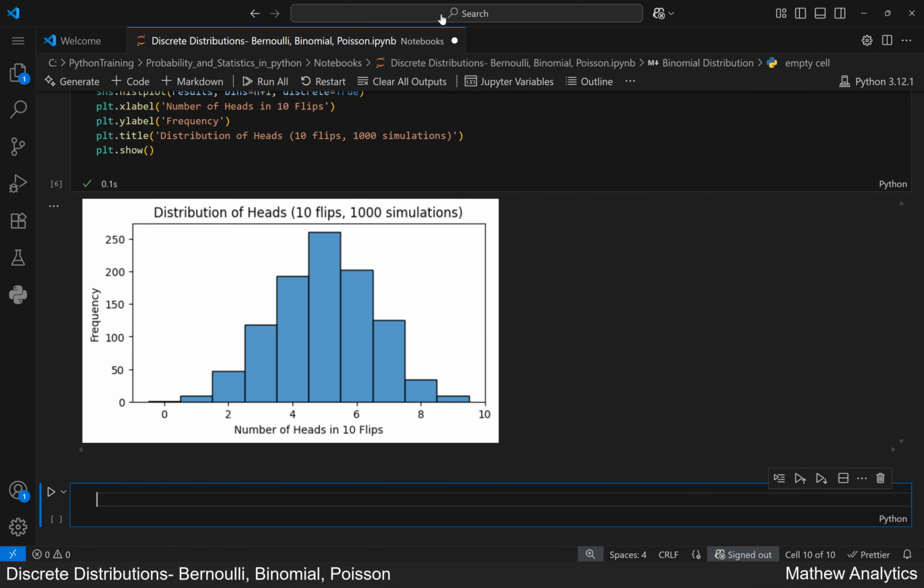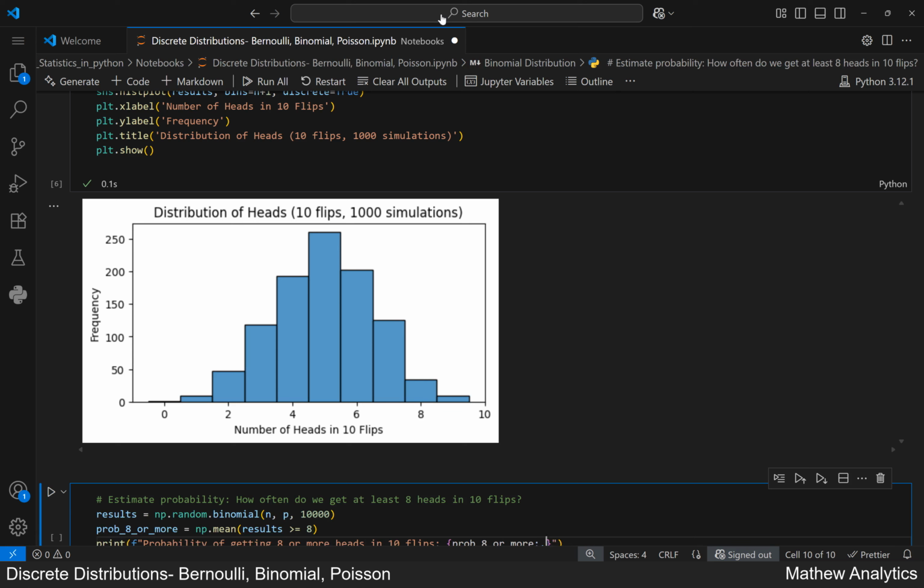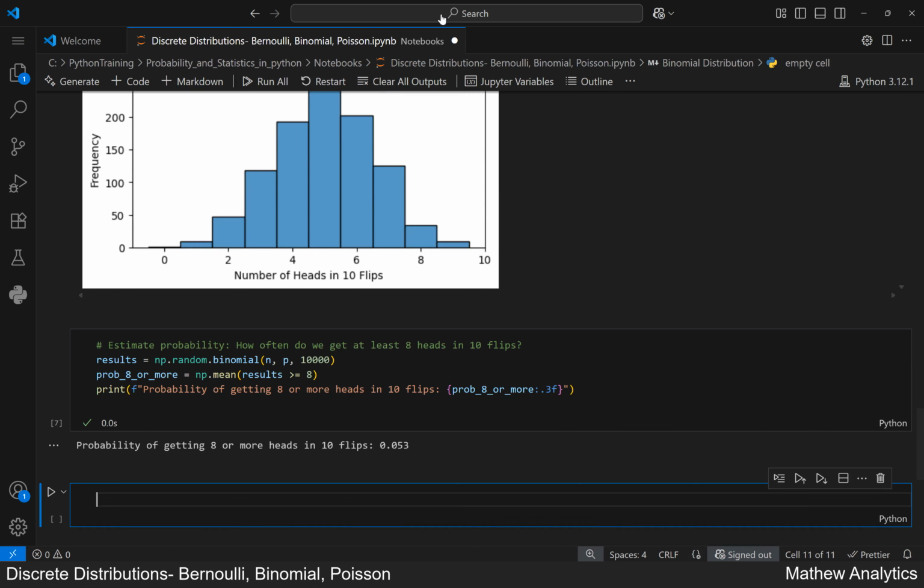Now let us estimate how likely it is to get 8 or more heads in 10 coin flips. We repeat the experiment 10,000 times. By counting how many had at least 8 heads, we find the probability. The result shows us the chance as a decimal rounded to 3 places. Can you spot binomial distributions outside of coins?